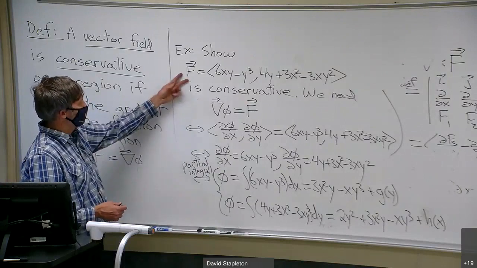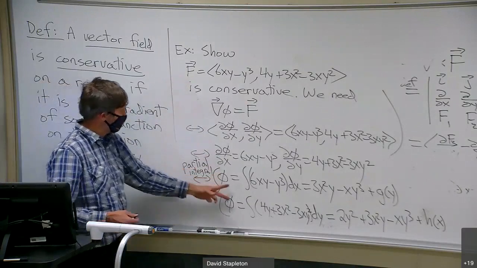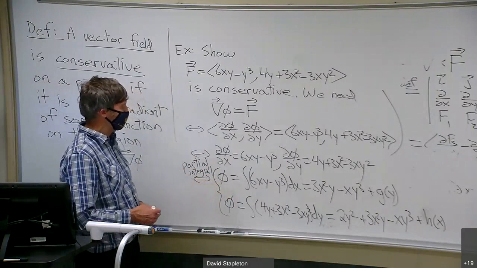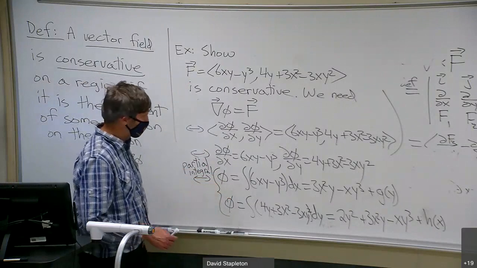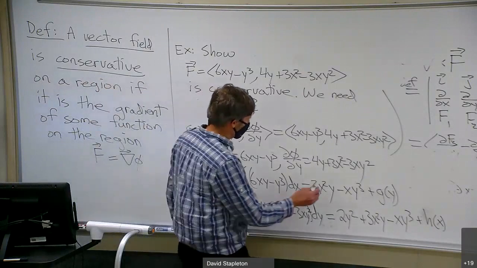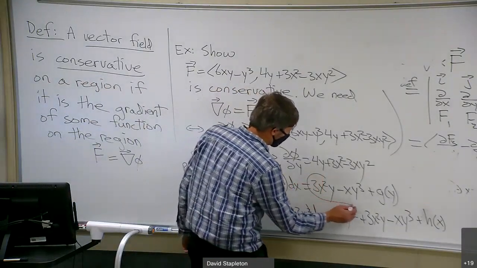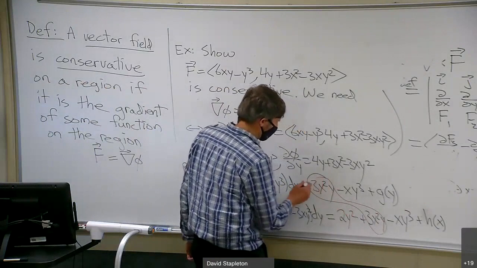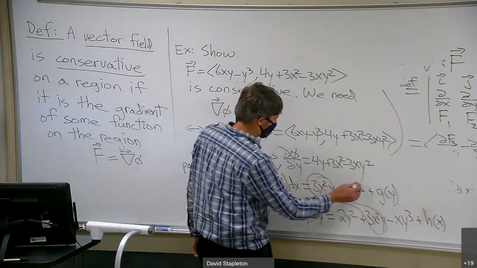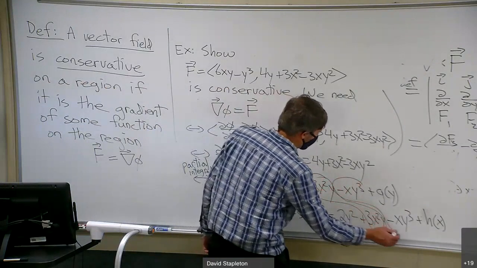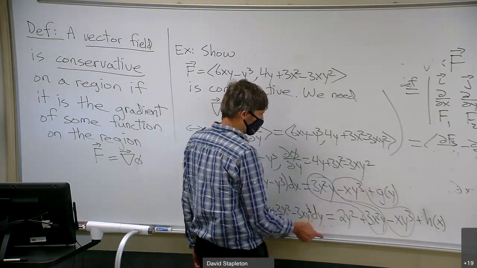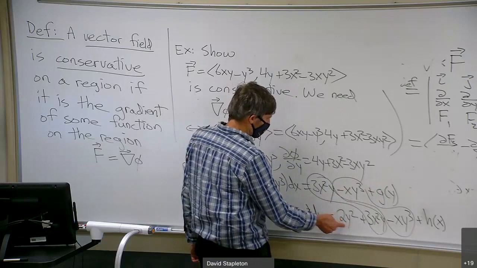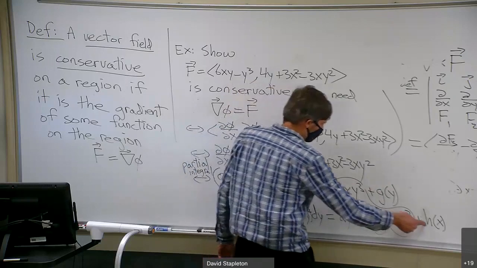F will be conservative if and only if a phi exists that satisfies both these equations. Can I satisfy both these equations? That's the trick. What I have to do is make both these equations agree. Well, I noticed there's a common term here. That's good, those match up. And there's a common term here too. These match up. What I need is this function g of y, which is arbitrary at this point, to match up with this and this, right?